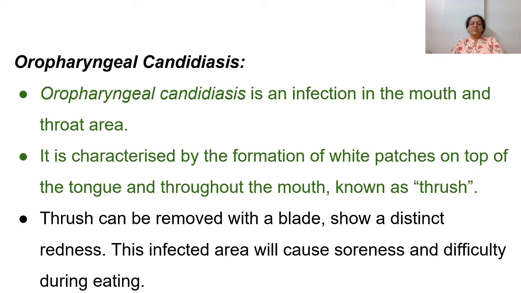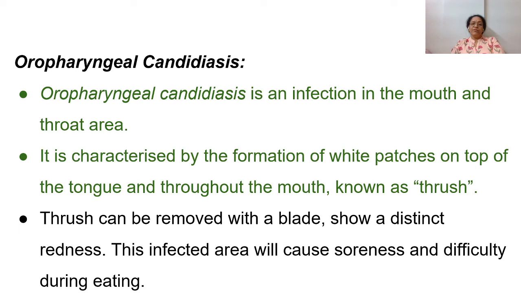So white colored patches are formed on the top of the tongue. It is just like a coated tongue. And if you try to remove that particular coated portion, blood oozes out from it. So this type of white colored growth is present throughout the mouth, and it is called thrush, which is a very important symptom or condition in case of oropharyngeal candidiasis. Majority of the time, the infection name given is thrush only, oral thrush or oropharyngeal candidiasis.